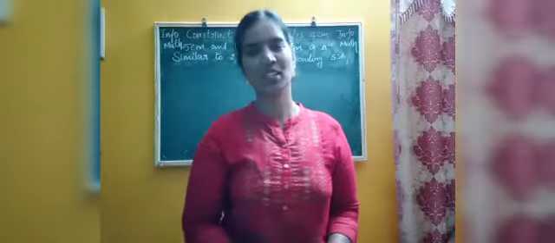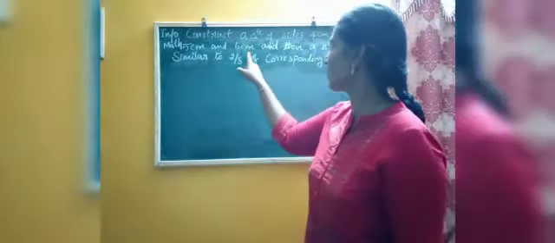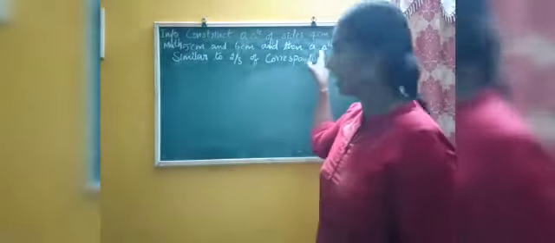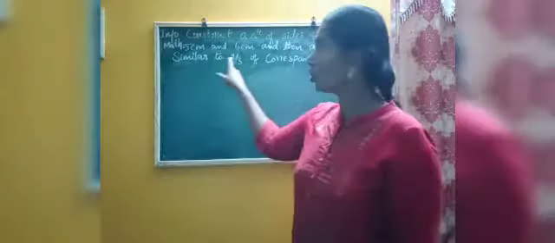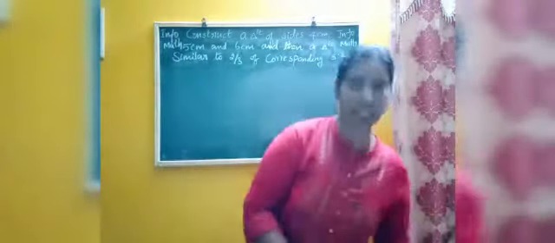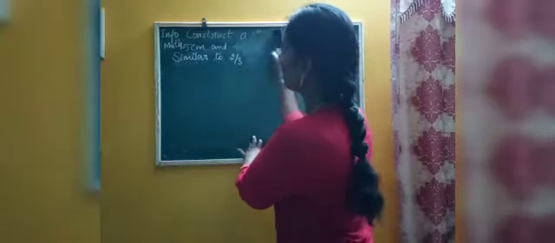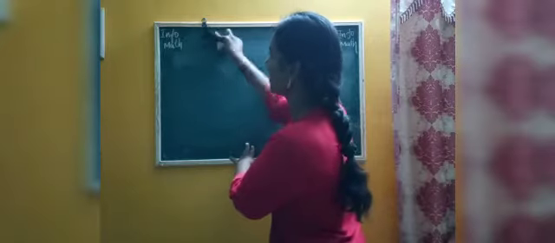Today we are going to discuss construction for grade 10. Here is our question: construct a triangle of sides 4 cm, 5 cm and 6 cm, and then a triangle similar to it with 2/3 of the corresponding sides. First we need to draw the triangle. The measurements are given: 4 cm, 5 cm and 6 cm. Then we need to draw a similar triangle of 2/3 of that triangle.